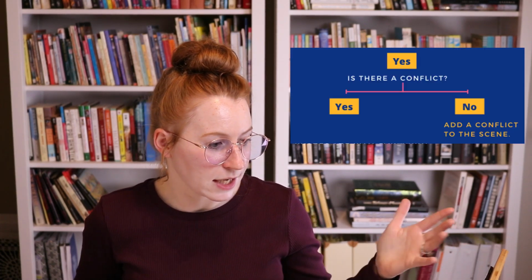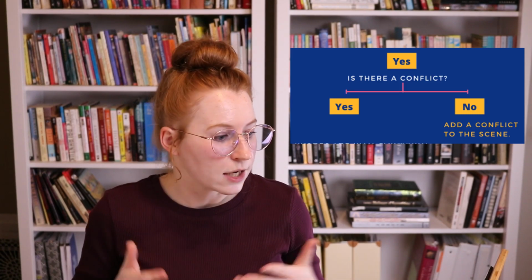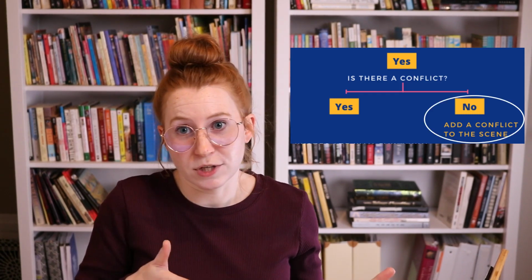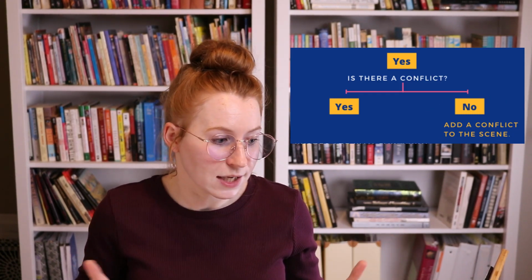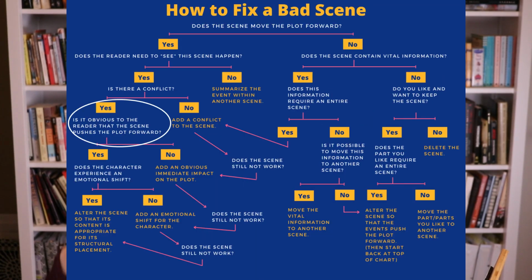This can sometimes trick writers into thinking that scenes have structures when they really don't. So make sure that the conflict is genuine. So if in that case, we're going to say that the conflict is there and we do have a conflict. Obviously, if there's not a conflict, add a conflict, but we're going to say that there is a conflict. We're going to move on to, is it obvious to the reader that this scene pushes the plot forward?